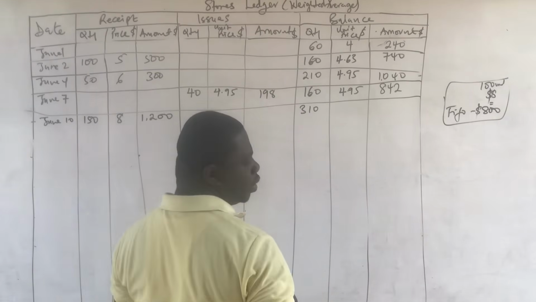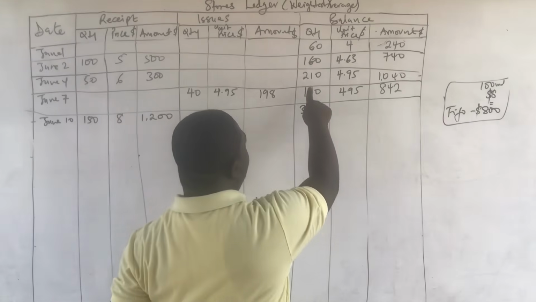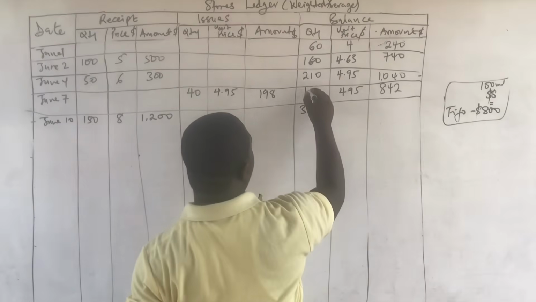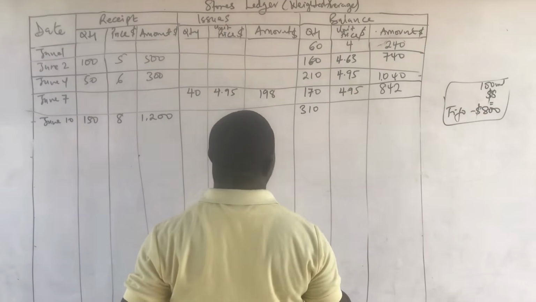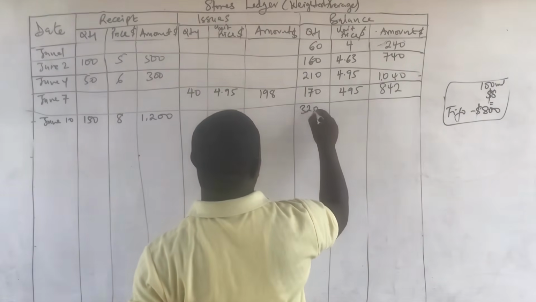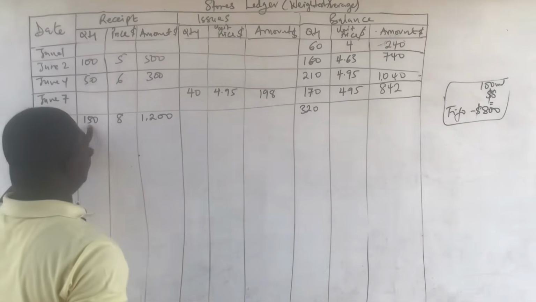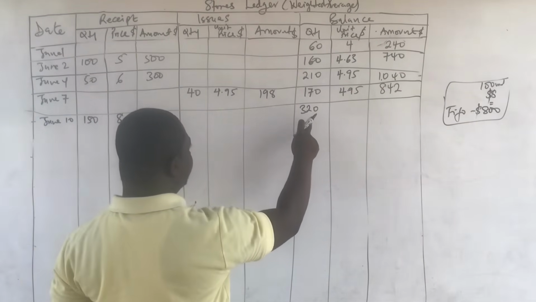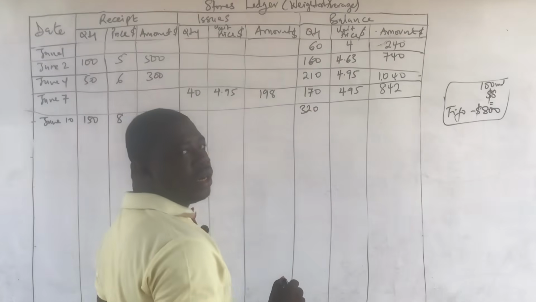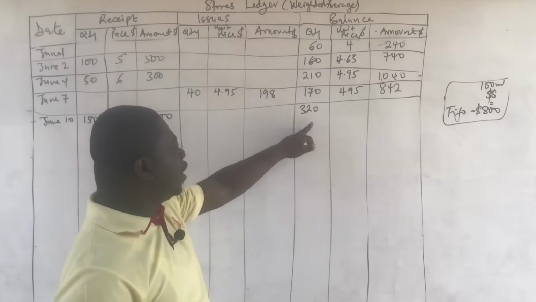Oh, sorry. I made a mistake. The balance after the issue on June 7th should have been 170. Yes, but the calculation is correct. And so, yes, it was 170. So when we add 150 to 170, we have 320 instead. Okay, sorry. So now we have 320.